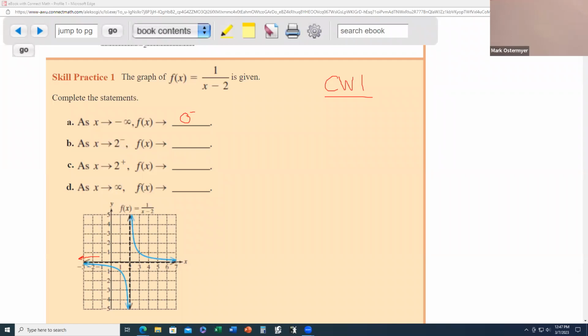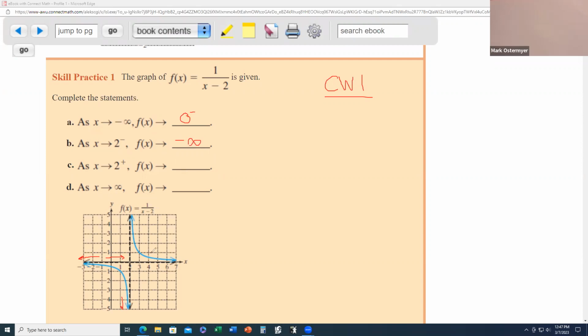Okay. As x approaches 2 from the left, that's what B is saying. So as we're on the x-axis, moving towards positive 2 from the left of positive 2, our graph is diving down to negative infinity down here. So this should be negative infinity.